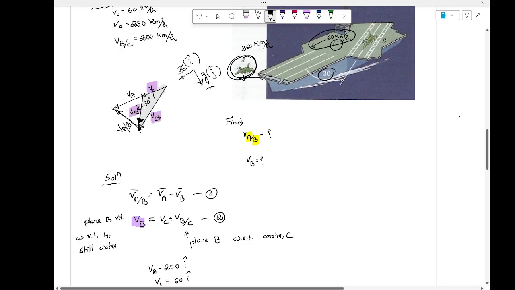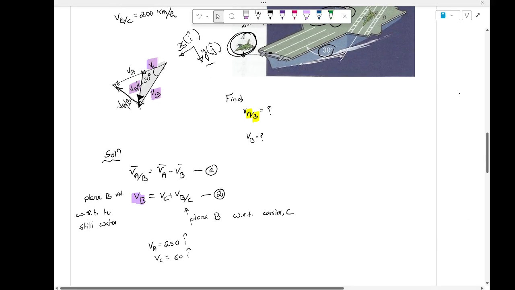Alan, can I write that? Because both are in X direction, you understand? The carrier is moving in X direction. That's your assumption though, right? Okay, so then can I write that, this would be tricky. So VBC as 200 cos 30 i plus 200 sin 30 j.